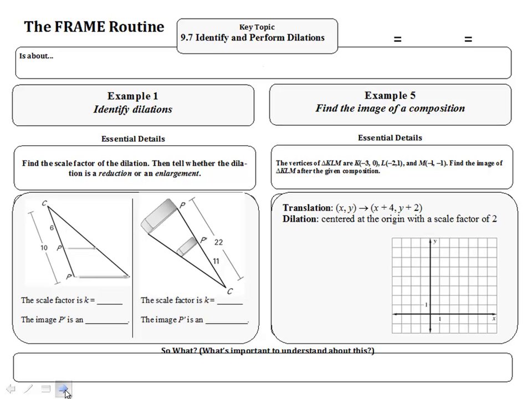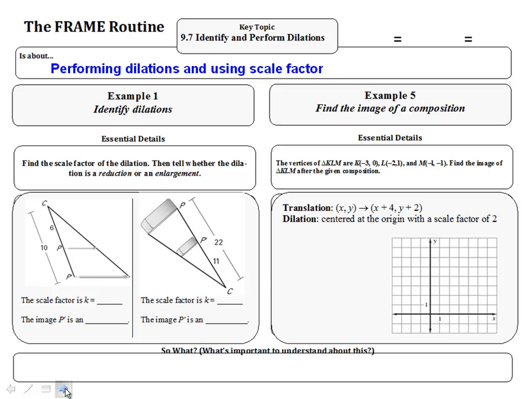So this frame is 9.7. It's identify and perform dilations. This is about performing dilations and using scale factors. Scale factor is a word you've already heard of. We've already talked about it a bunch, and we're going to use it again in this lesson. So again, this is about performing dilations and using scale factor.